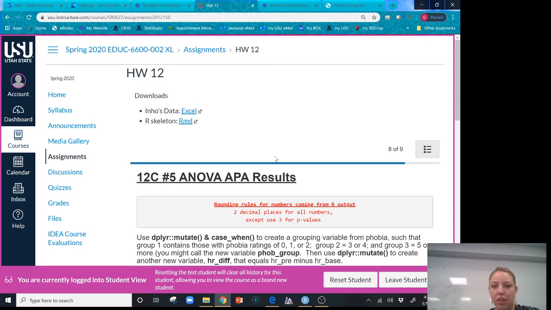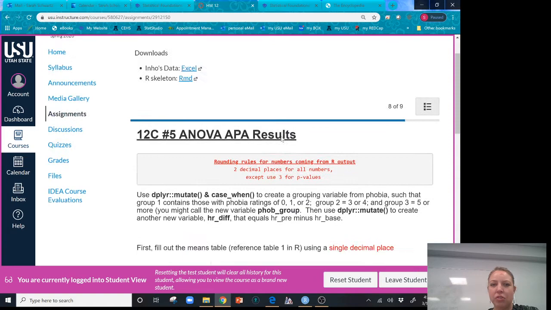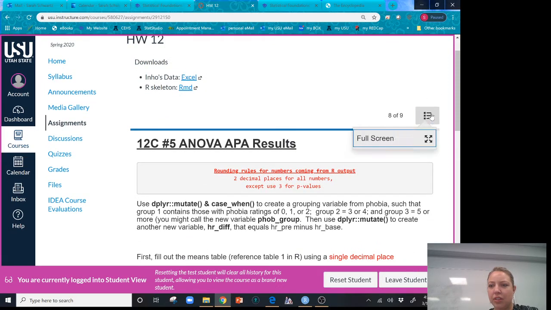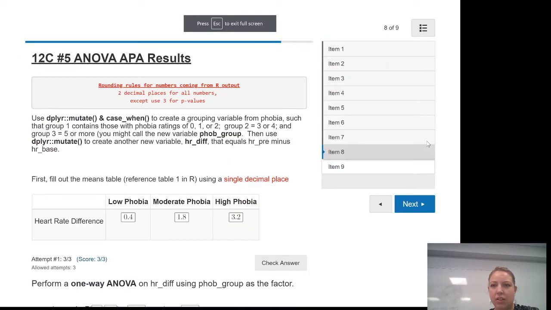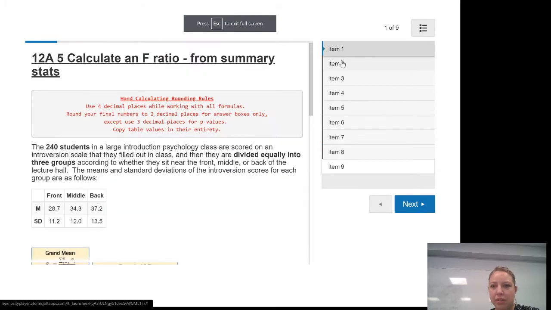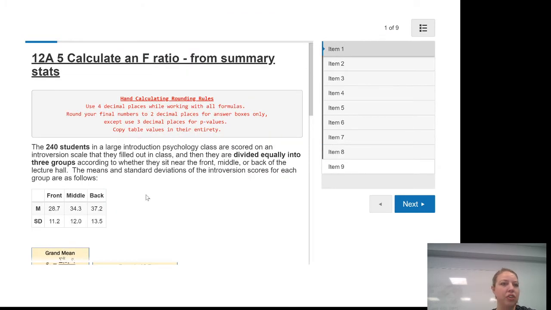Okay, so here we go. So this is the first, that's not the first one. Okay, so item number 1. Okay, so here's the first one on the homework. Let me open up the answer key so that I can cheat, right?